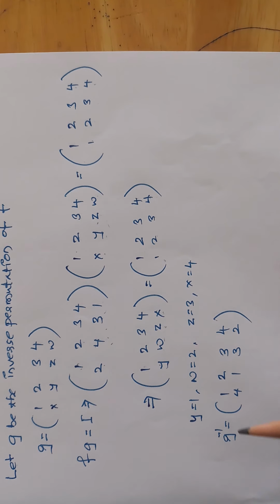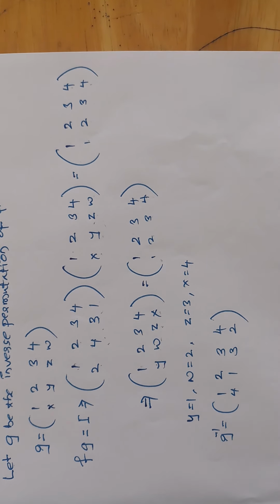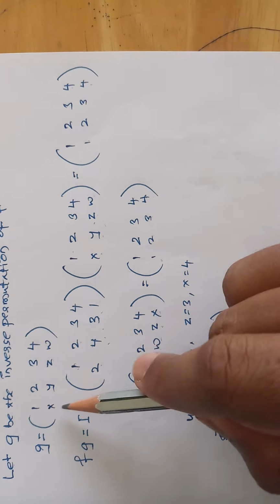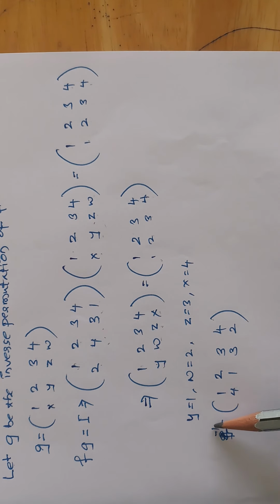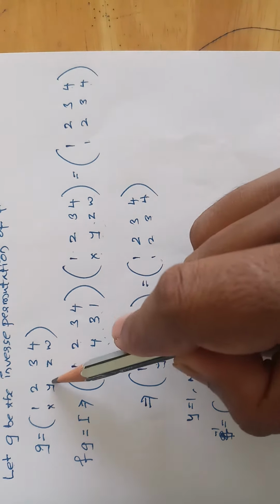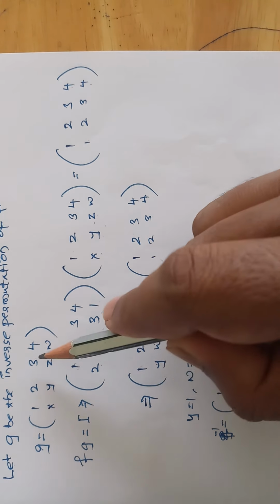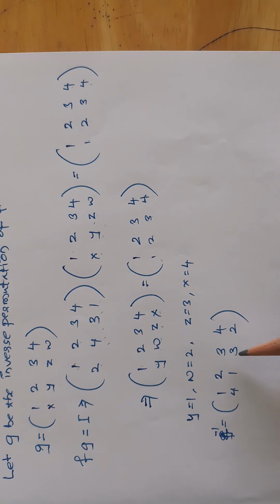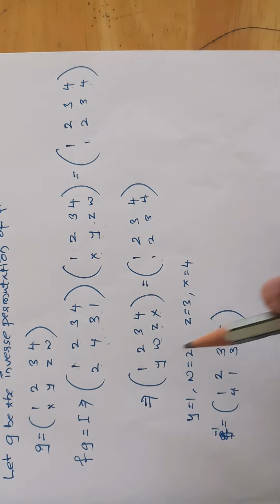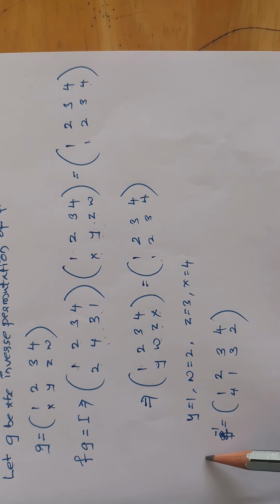F inverse is, so here we replace the values. 1 goes to x, so x is 4. This is f inverse. So 2 goes to y and y is 1, 3 goes to z, and here z value is 3, and 4 goes to w, and w value is 2. So this is the inverse of f.